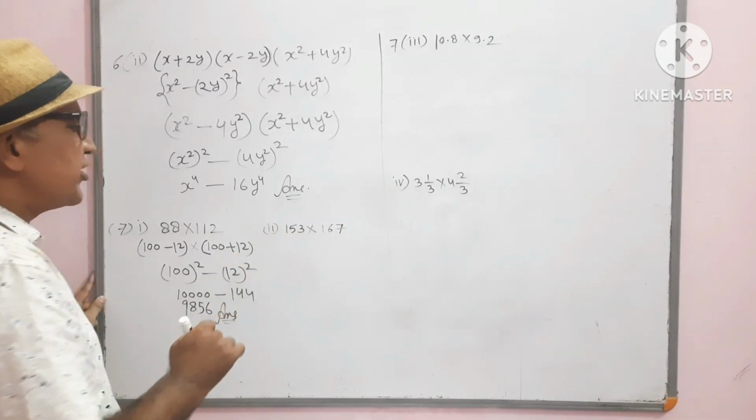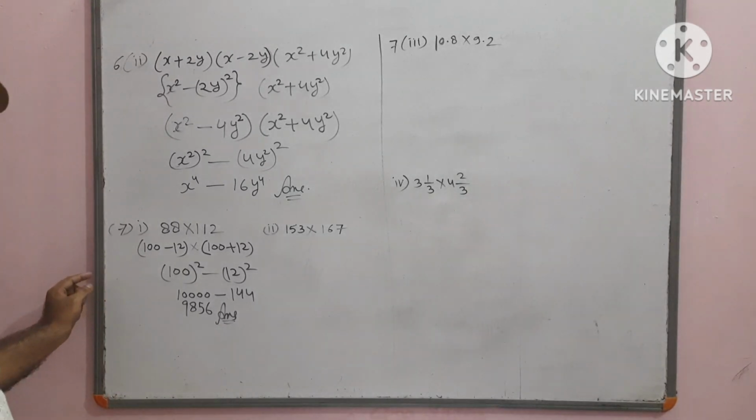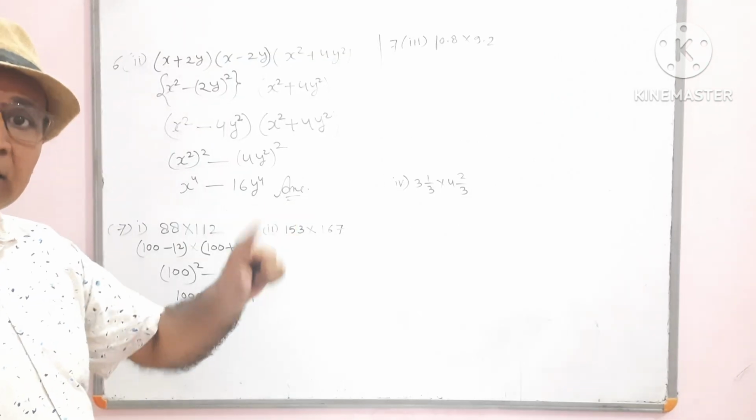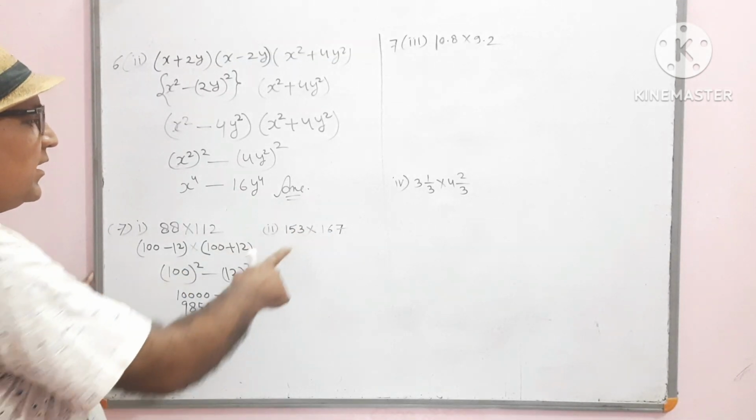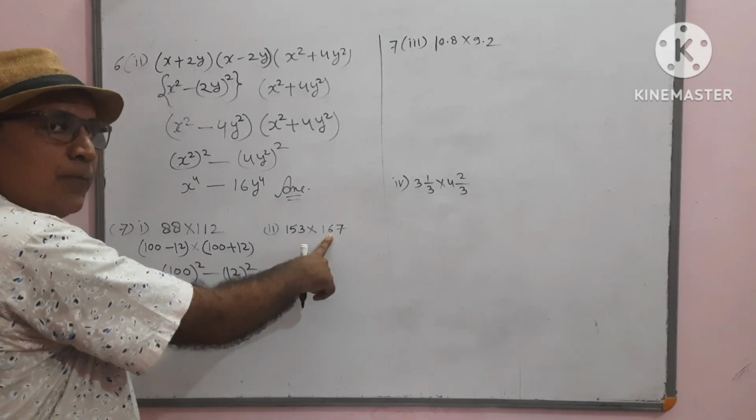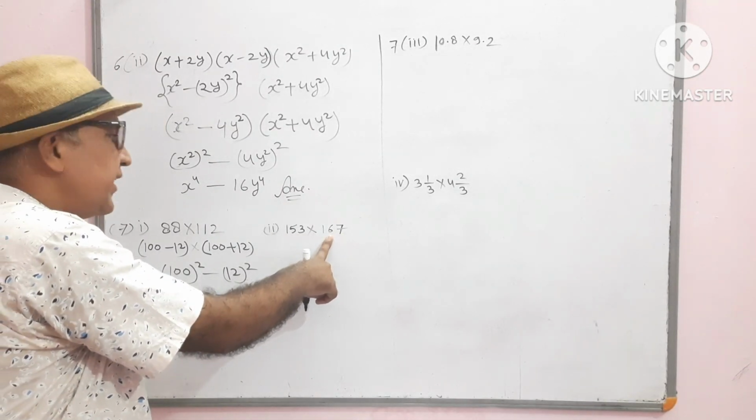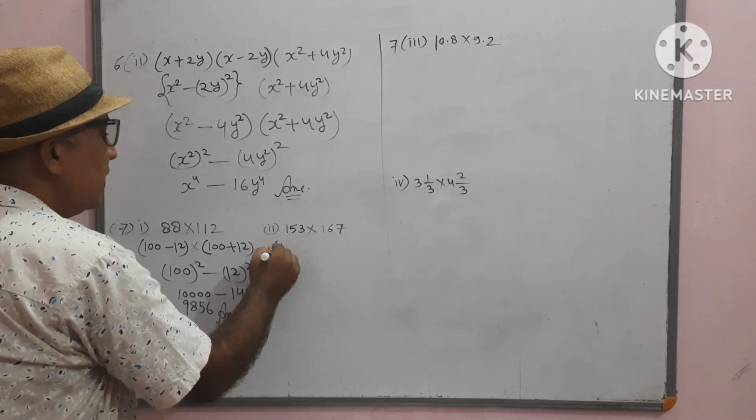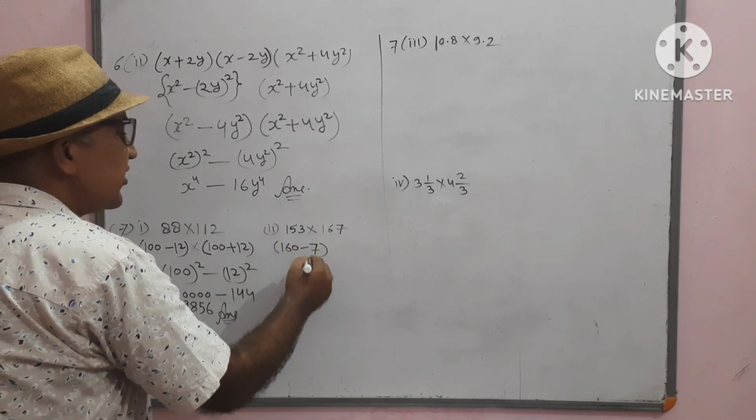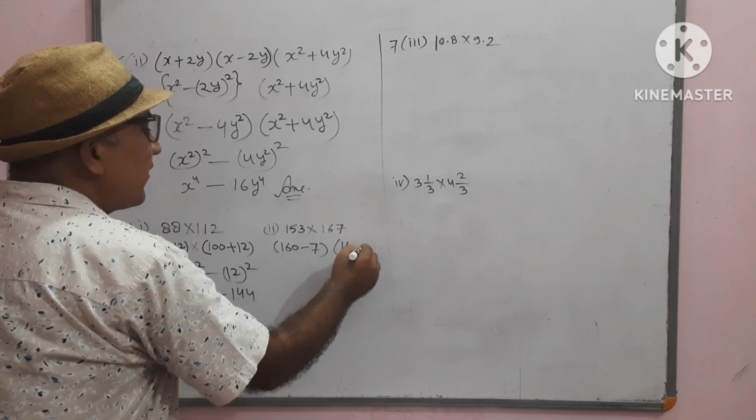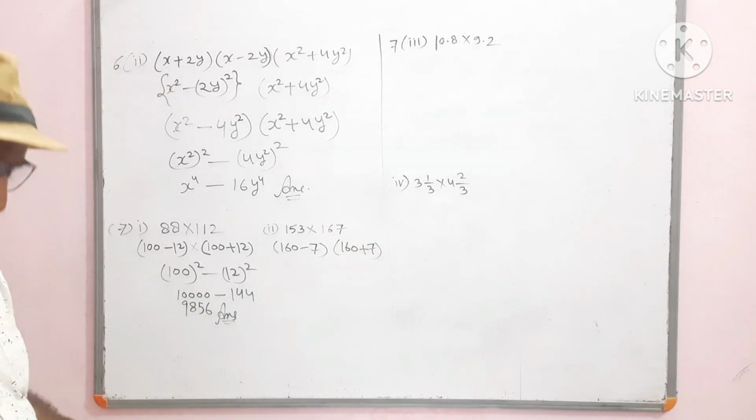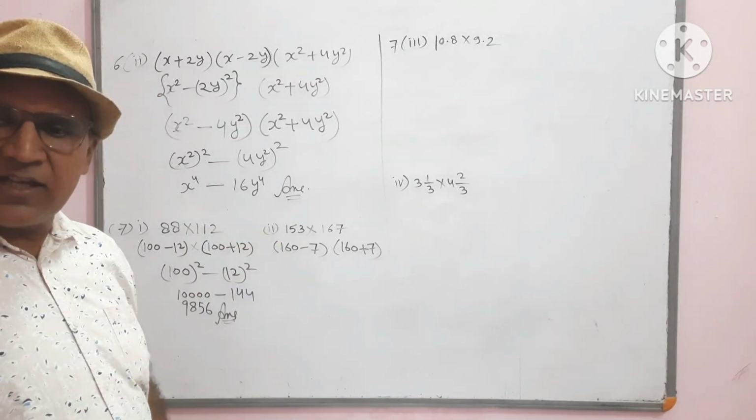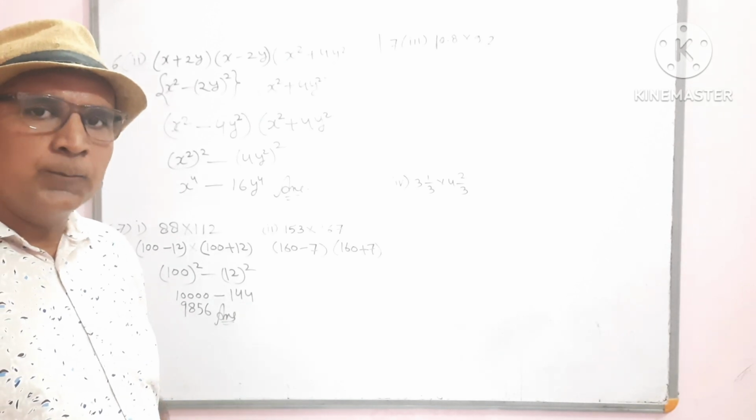153 into 167. Just watch. How can we convert this number in the form of A minus B into A plus B, otherwise A plus B into A minus B? Just notice it. This number is 7 more than 160 and this number is 7 less than 160. That means here we can write 160 minus 7 and here we can write 160 plus 7. Can you think how I am getting that first term is 160 and second term is 7?